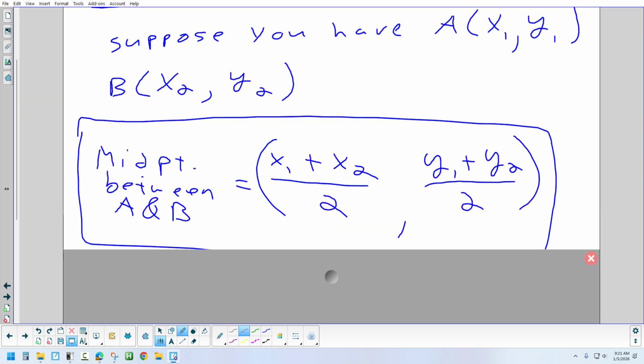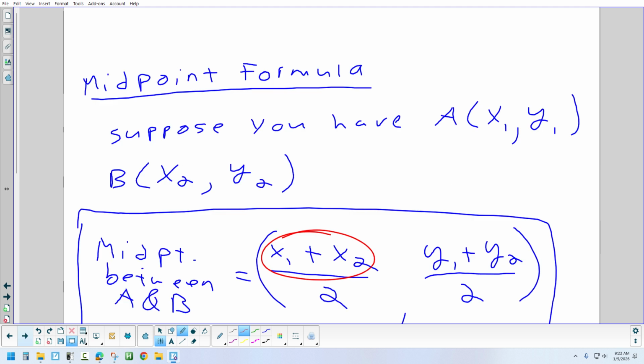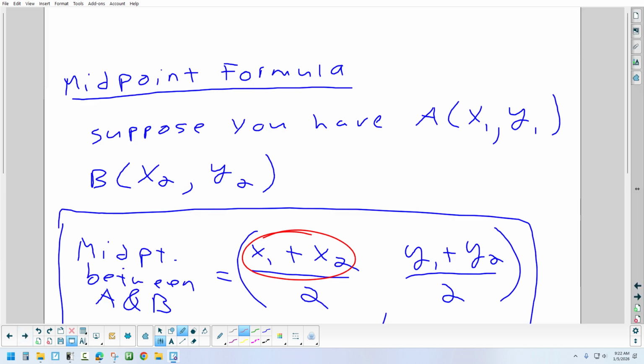Add the x's up and divide by 2. Add the y's up and divide by 2. When you're doing the midpoint formula, generally you don't have any square roots to worry about. There's no square root in this formula. But a lot of people mix up adding the 2 x's together and subtracting the 2 x's. So don't mix them up. Write the formula down on a piece of paper on your reference sheet, and if you copy what I have on the board, you will have the correct formula.